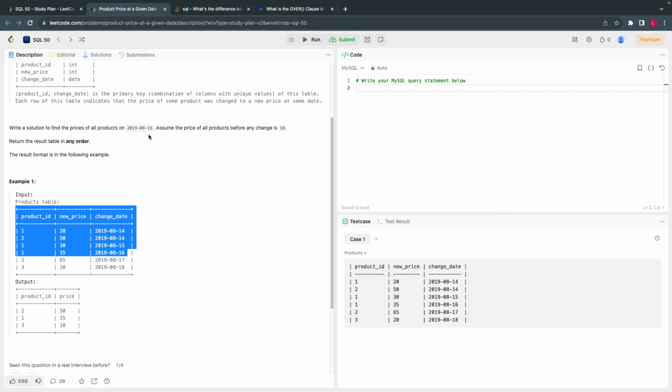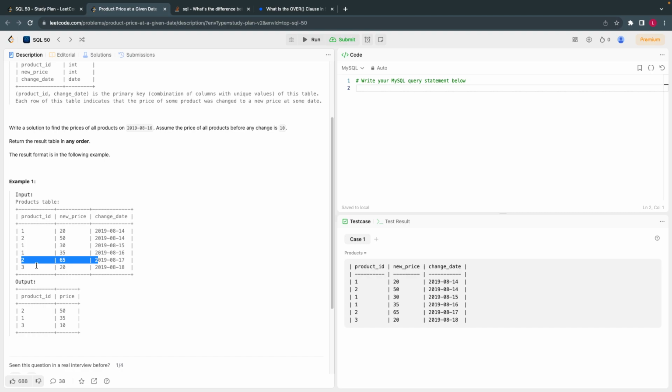For the second product on the same day, the previous days could be anything, but till that date the price for product 2 was 50. However, on the 17th the price for product 2 got changed. They don't need this, it is the next day. On the 16th, they need the product price for product 2. So you have to consider this, not that.